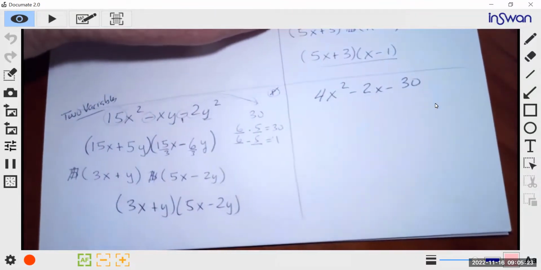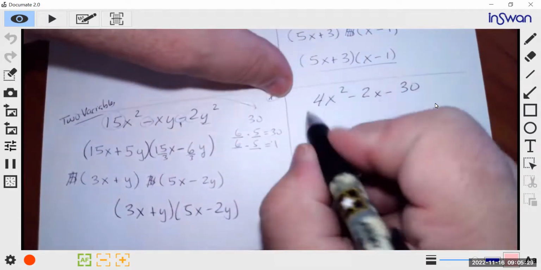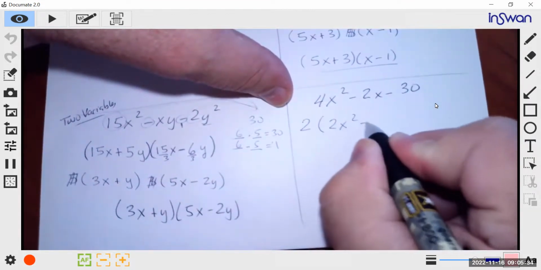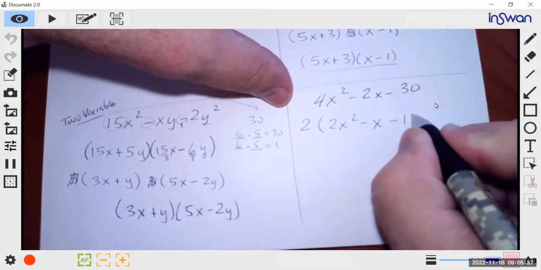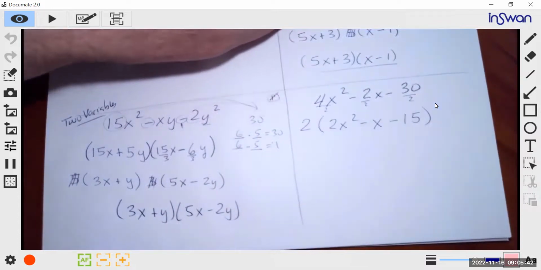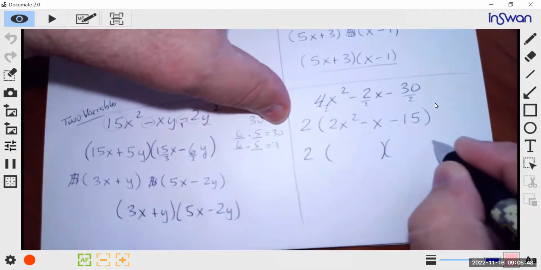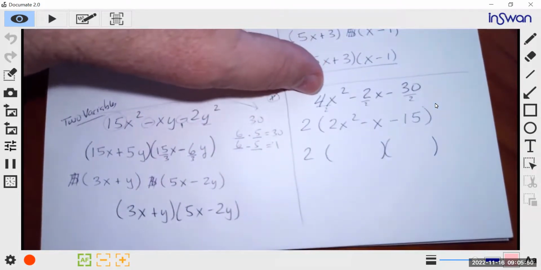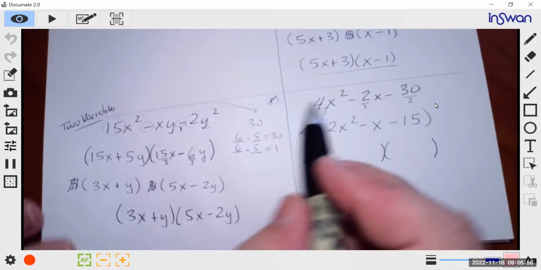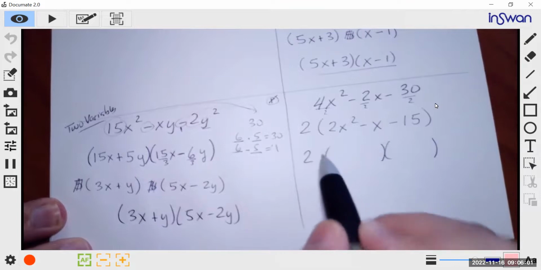Anything factor out first? A 2. So we have 2x squared minus x minus 15. Remember, we divide each of these by 2 since we factored it out. Okay, here's the important thing. This 2, since we started off at the beginning, cannot be erased at the end. It has to stay with us.